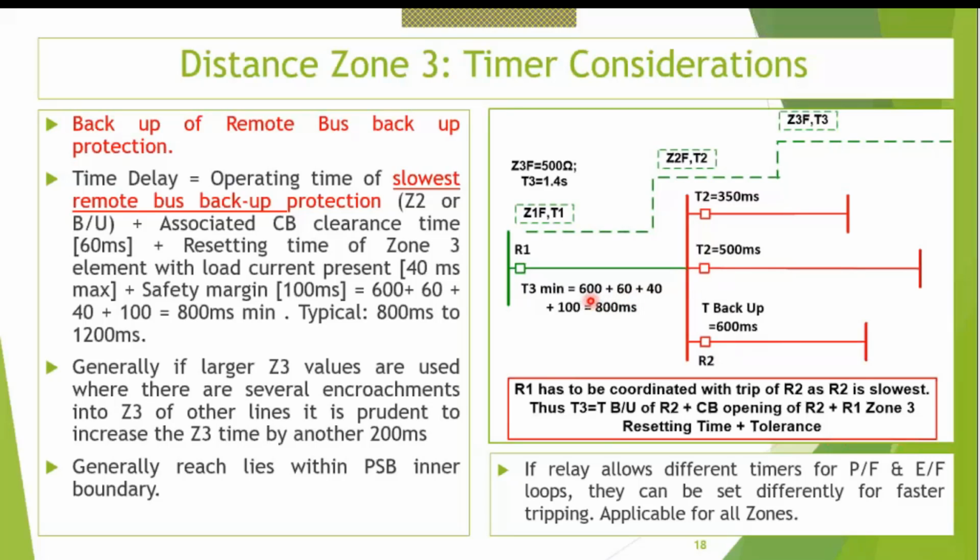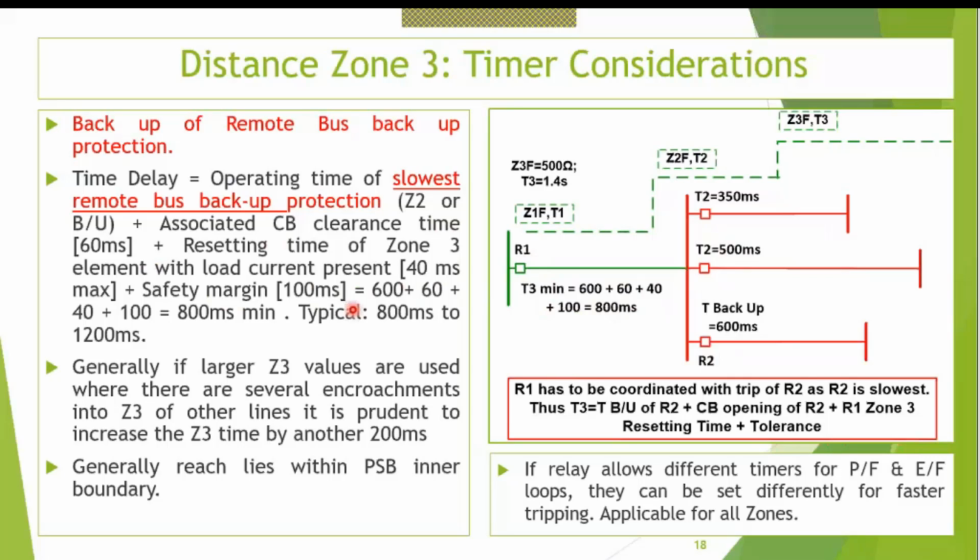The best possible is, see, in this particular example, 600 plus 60 will be the CB clearance time of this, 40 will be the resetting time of this, and 100 is the safety margin. It's written over here. So around 800 milliseconds is coming as a zone 3 of this R1 relay. So normally we keep 800 to 1200 milliseconds, which is okay. Even if zone 2 is 500 milliseconds, then also we don't have a problem.